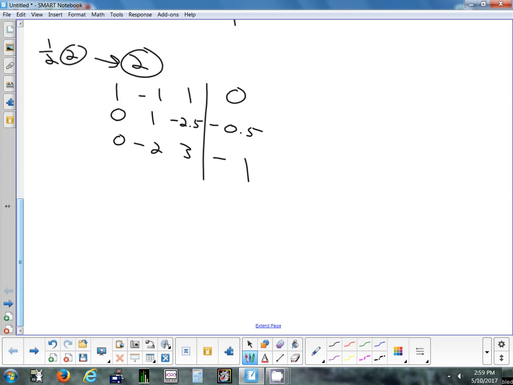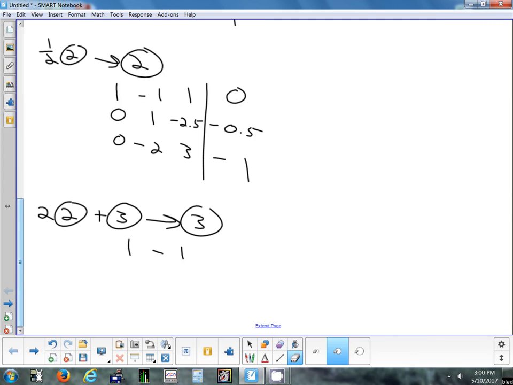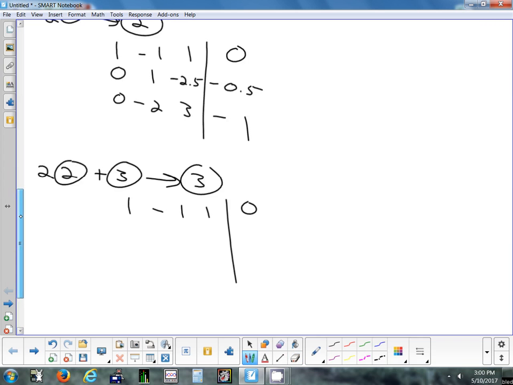I'm sorry, row 2. Yeah, you can't use row 1. Would it be positive 2 times the second, added to the third, and we're replacing which row? The third. All right, so copy over 1, negative 1, 1, 0. Yep, you can copy the second row: 1, 0, 1, negative 2.5, negative 0.5, and the last row.